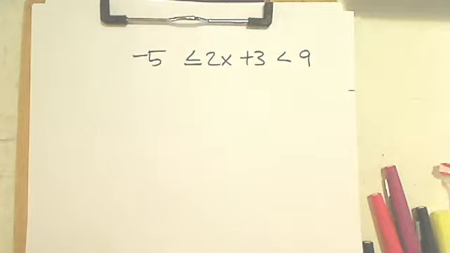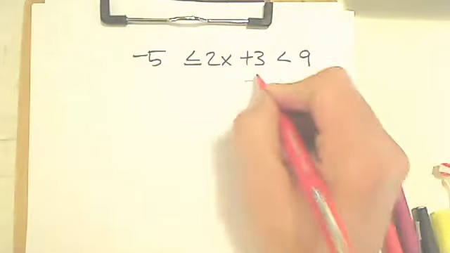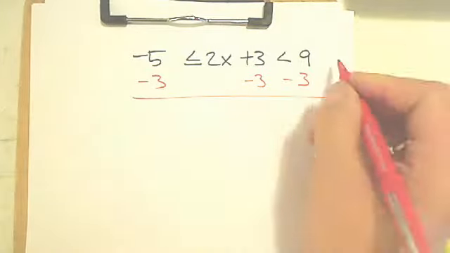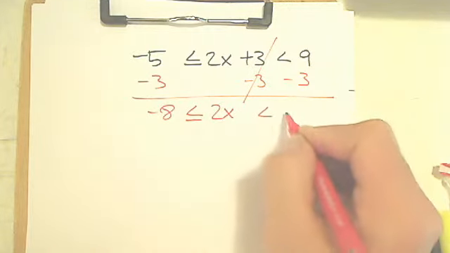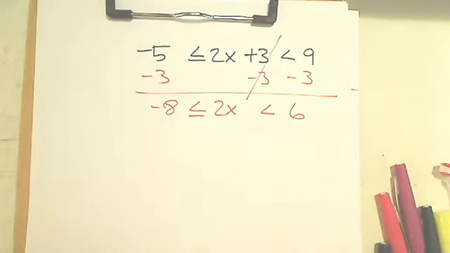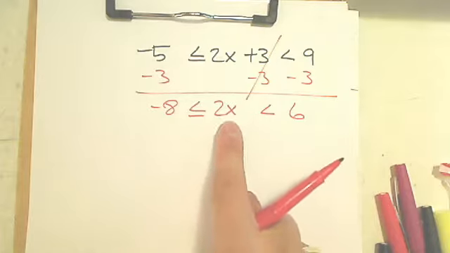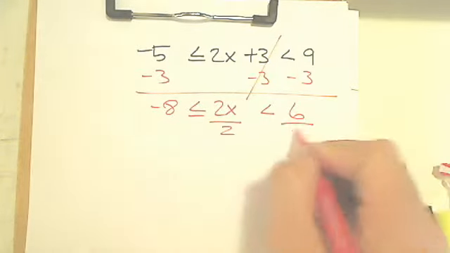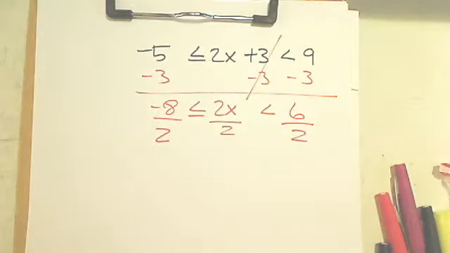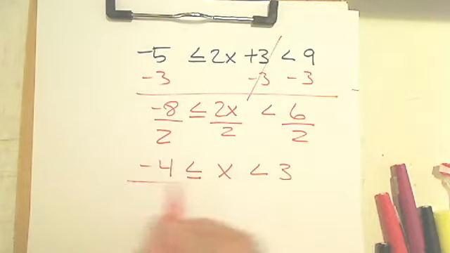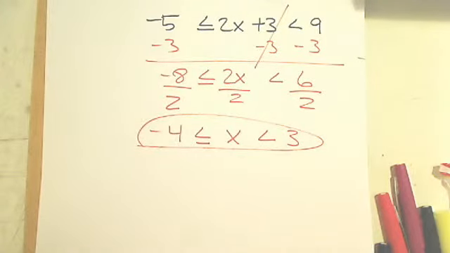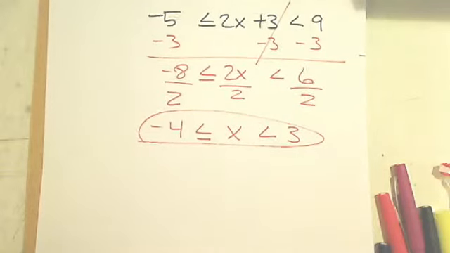Okay, so I think most of us are on the second, third step. Alright, so I'm going to subtract 3 first. That cancels out the middle 3. That becomes negative 8 is less than or equal to 2x is less than 6. And then you have to divide by 2. Here we're dividing by positive 2. That becomes negative 4 is less than or equal to x is less than 3. This is the equation. Questions on how I got the equation?